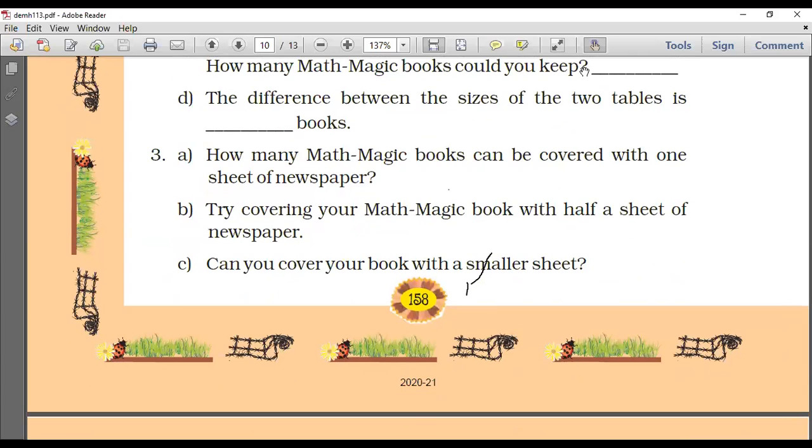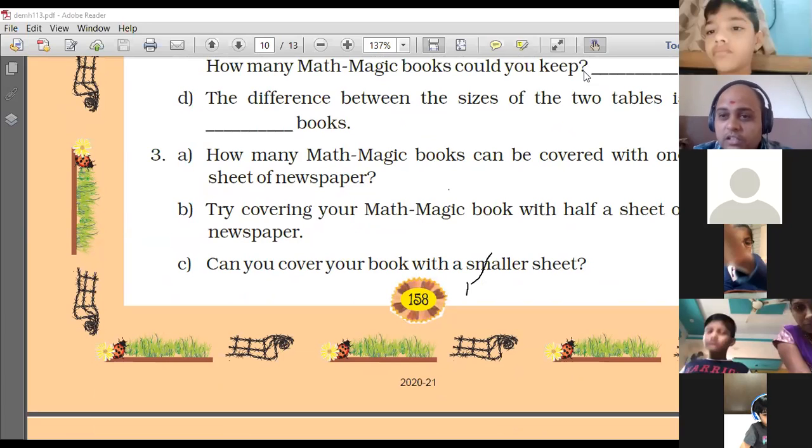Now this is something which we did last year. You remember that I had asked you, we had done this activity, that you bring your textbook and notebook covers to school, and you will do the covering in the school itself, right? Covering the books. We had done this. Now take a big newspaper and see how many books can be covered by one sheet of newspaper, right?